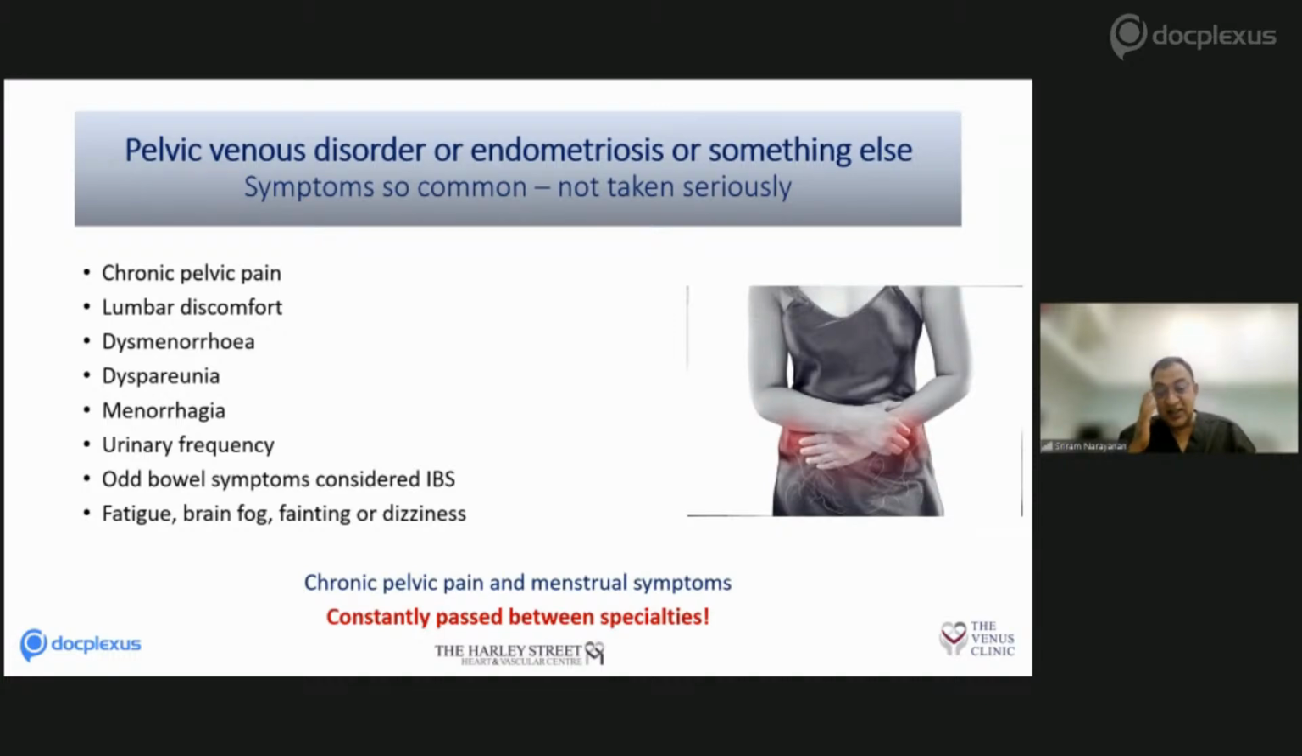And it is sad that it has taken us so much time to actually understand the basis of pelvic congestion syndrome, although from May this year, the name has now been changed to pelvic venous disorders. And through this talk, you will understand why.